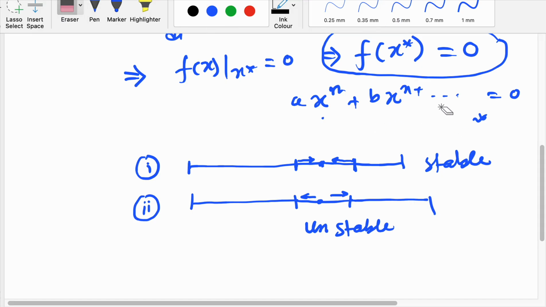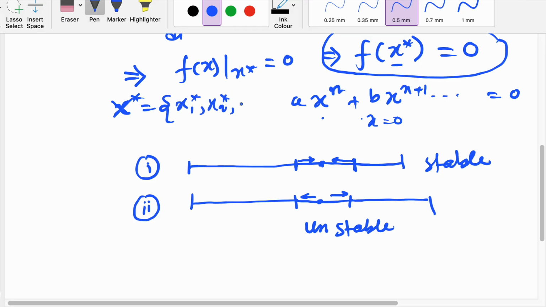Since it's a one dimensional equation you will get a solution, and if it is an n dimensional polynomial of degree n, you will get n solutions. x equal to 0 may be a solution of this equation or may not. But let me not write it in this way at all. I will say that there will be a set, capital X star, which contains all the points x1 star, x2 star, for which this equation will be satisfied.